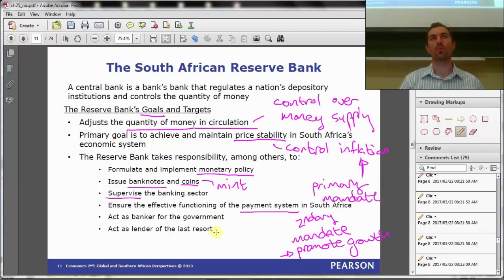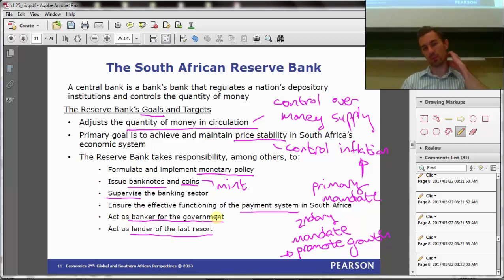So the reason that the Reserve Bank is interested in regulating the banking system is to make sure that our payment system continues to work without any issues. They also act as a banker for the government. In other words, the government holds an account at the Reserve Bank and can borrow money from the Reserve Bank in the same way that you or I might borrow money from Nedbank. And then they have this thing called the lender of last resort, which is interesting. So banker for government and lender of last resort.